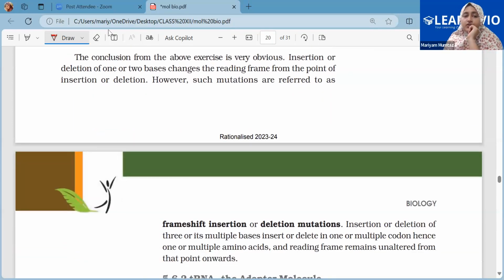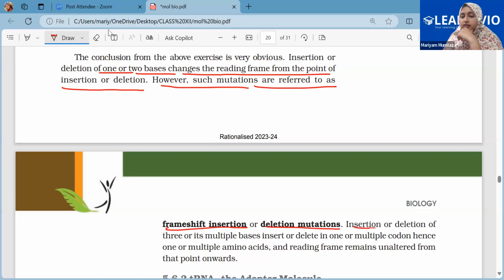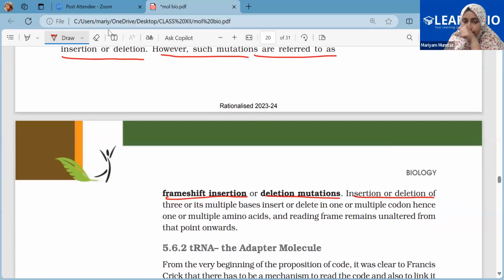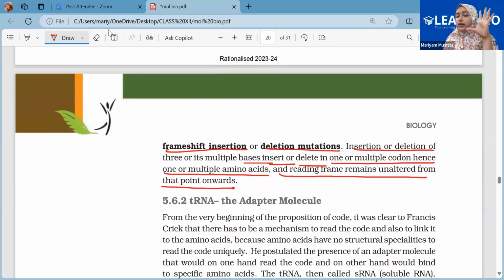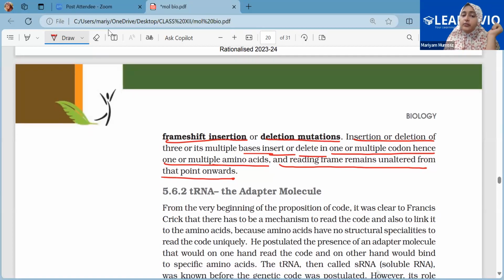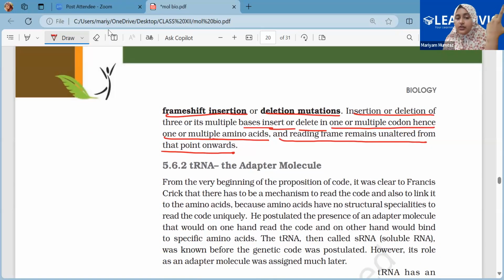So the insertion or deletion of one or two bases changes the reading frame from the point of insertion or deletion. Such mutations are referred to as frame shift insertion or deletion mutation. Insertion or deletion of three or its multiple bases inserts or deletes one or multiple codons, hence one or multiple amino acids, and the reading frame remains unaltered from that point onward. But if one codon is changed and not deleted anywhere else, the reading frame shifts. So that is a frame shift mutation.